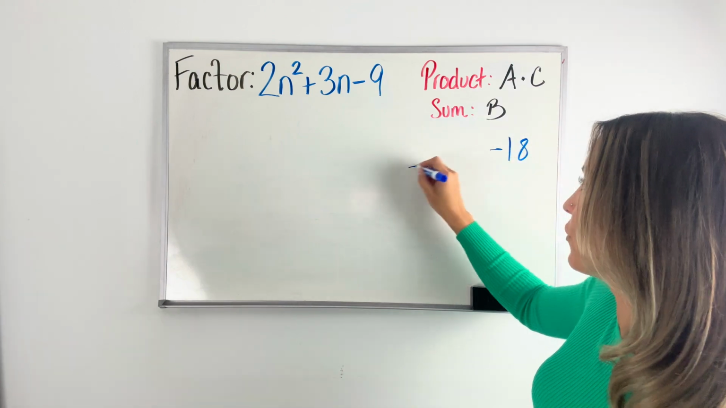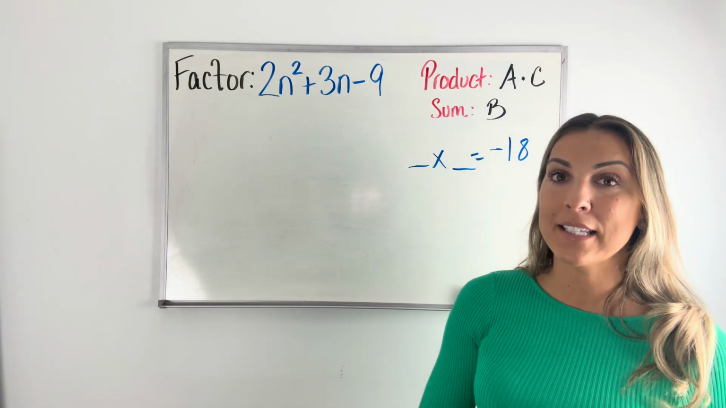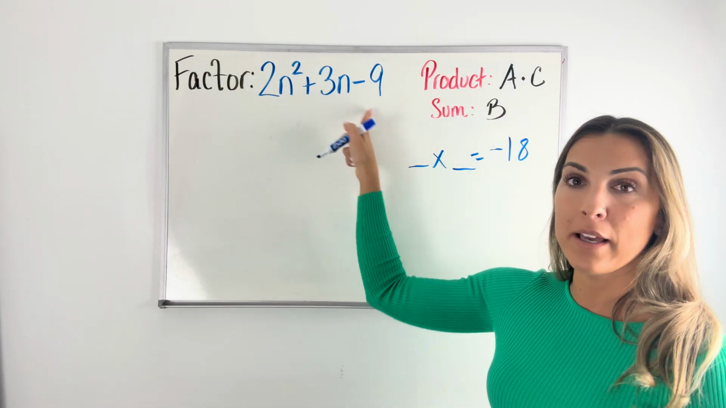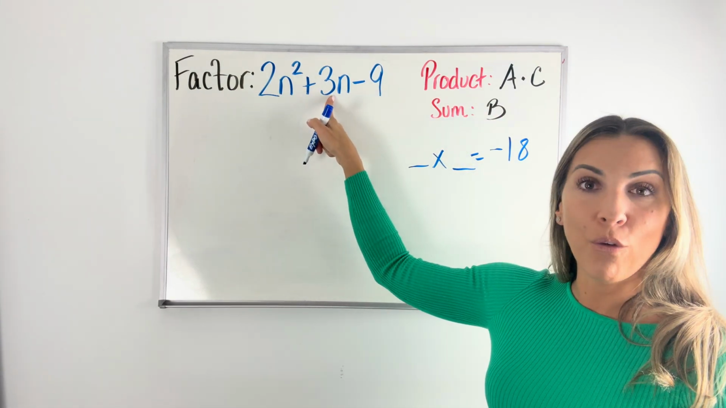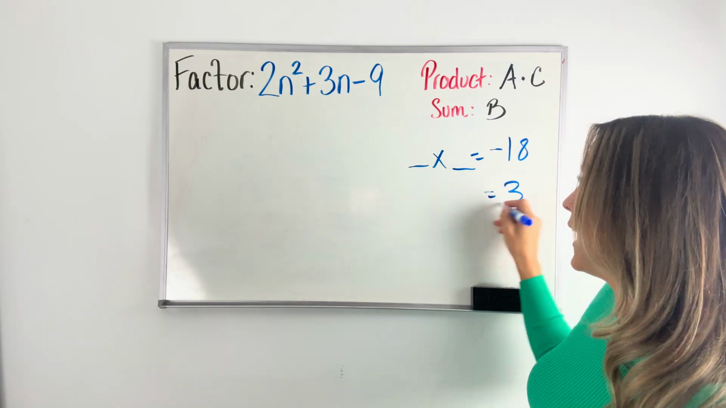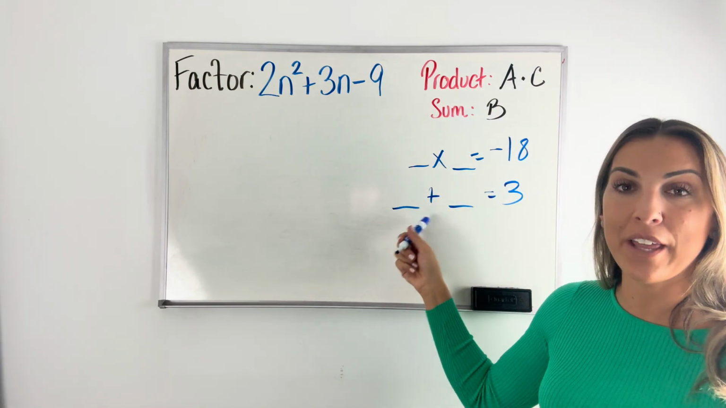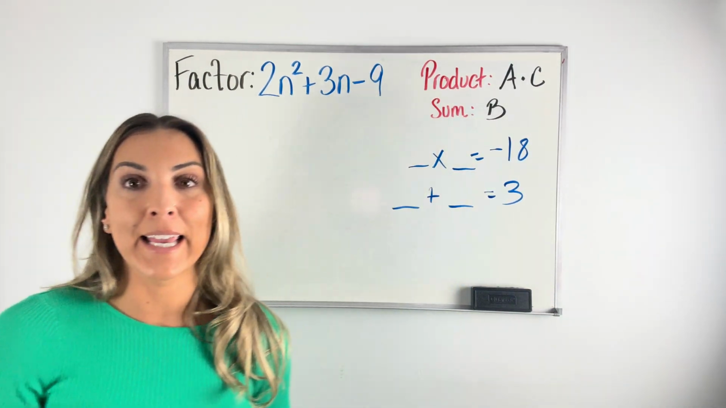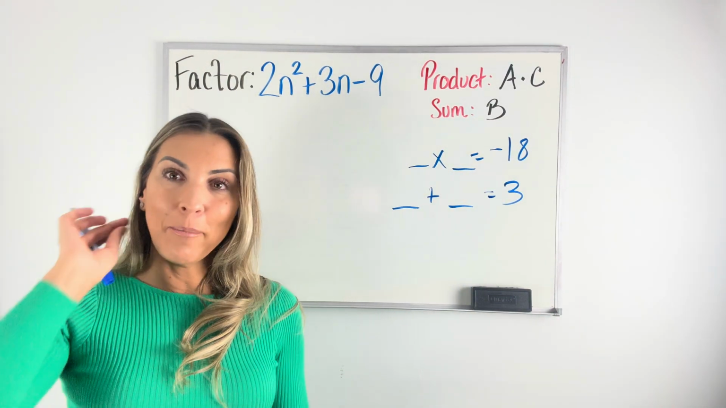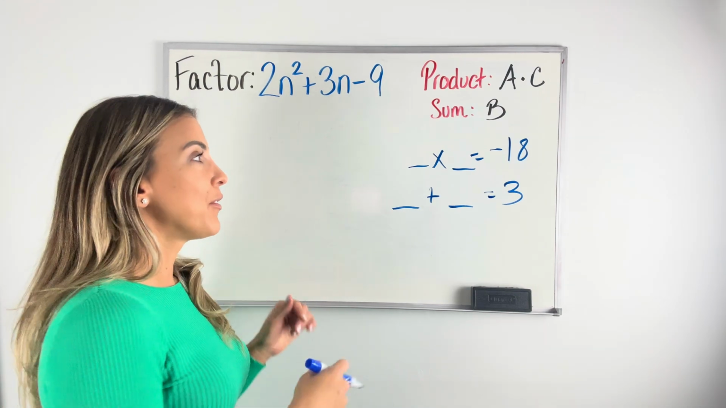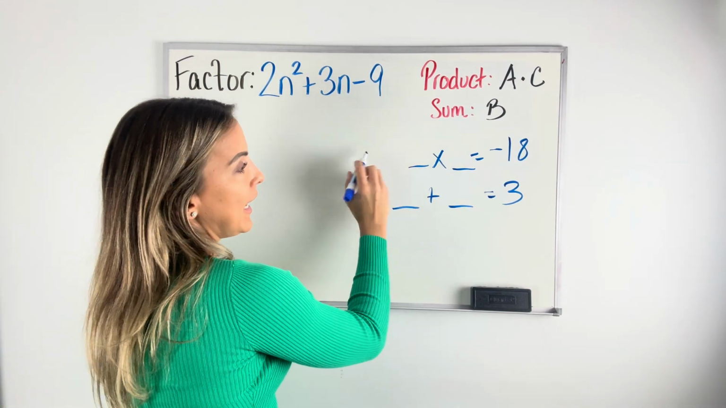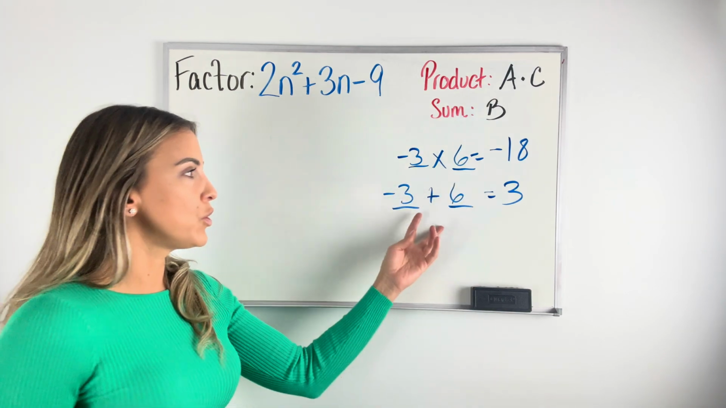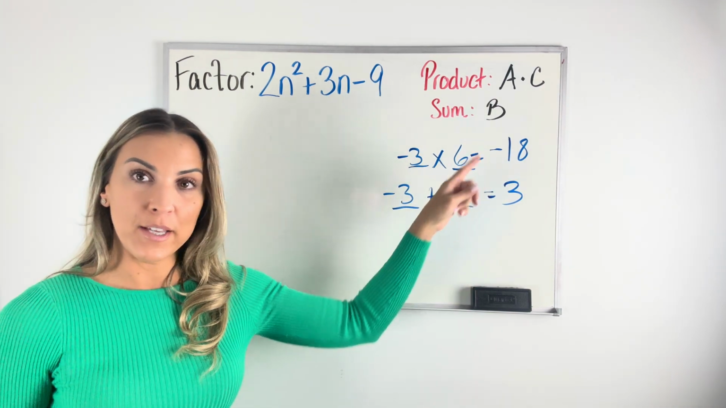That means that I'm looking for two numbers that will multiply to give me -18. My sum is b in ax squared plus bx plus c. Here's my b. B is the coefficient of n, so 3 is my sum. I'm looking for two numbers that are going to add up to 3, and those same two numbers have to multiply to -18. Think about it for a minute. Pause, see if you get it before I do. The two numbers are going to be -3 and +6. Those two numbers will satisfy both of these equations.